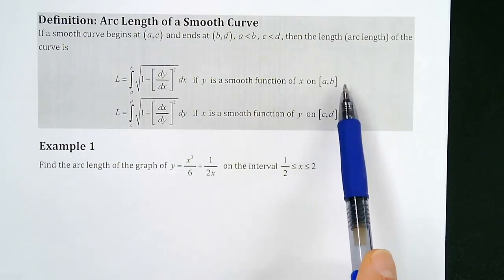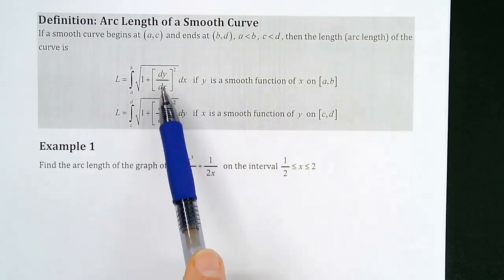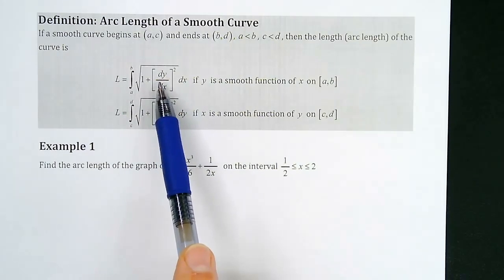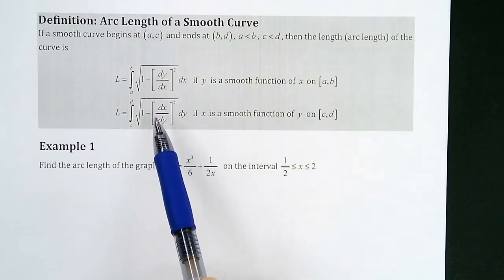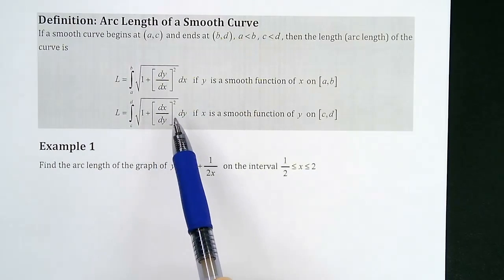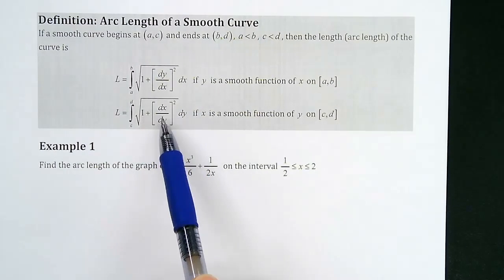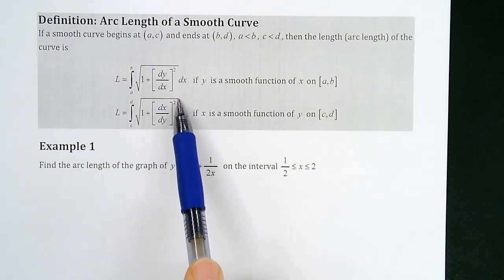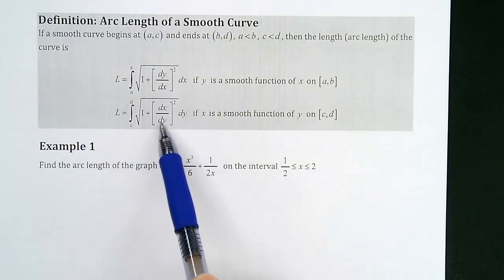Of x on A to B, right? So if you have an equation that's y equals, you're going to use this one, okay, and it's a smooth curve. And if you have an equation that's x equals, then you're going to use this one. And so the difference between this is dy over dx, and this is going to be dx over dy. And we're going to square it, right? So that's what I just showed you. This is going to be the integrand.